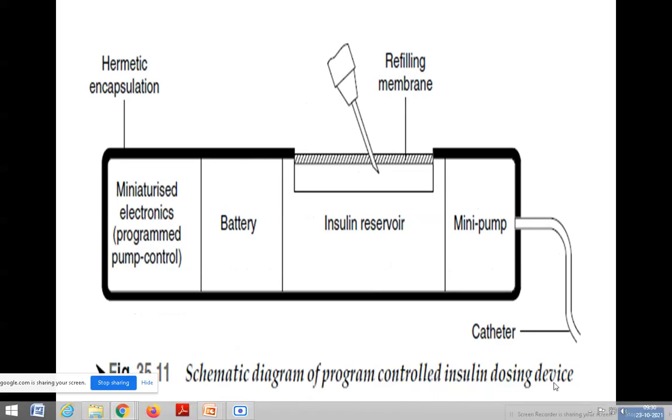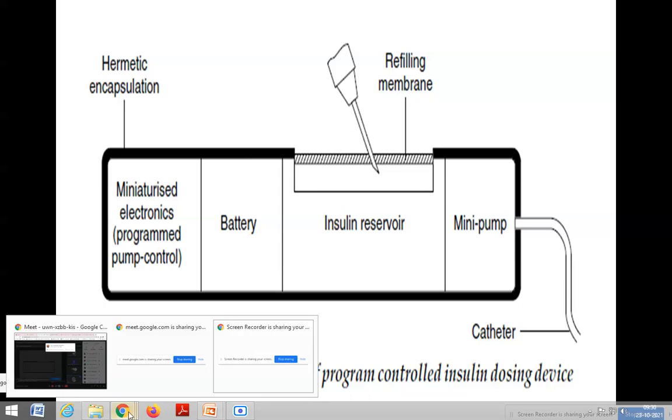This is the diagram of a program controlled insulin dosing device. Program controlled means you will design a program for this device to maintain the timing interval to apply the dose. Dose means insulin. How much dose has to be injected into the human body will be programmed, and the time interval will be specified in your program. So in this time interval, you have to inject the dose, that is insulin, into the body. That will be programmed automatically.